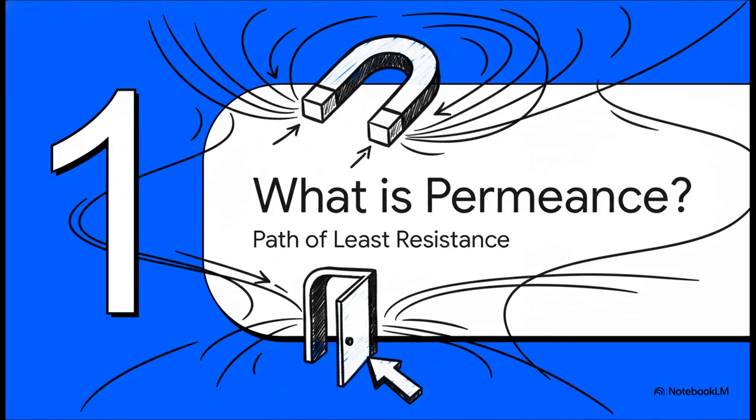So what exactly is magnetic permeance then? Well, in the simplest terms, you can think of it as the path of least resistance for magnetism. You see, a material that has high permeance is basically like an open door, just inviting that magnetic field to pass right through with almost no effort.